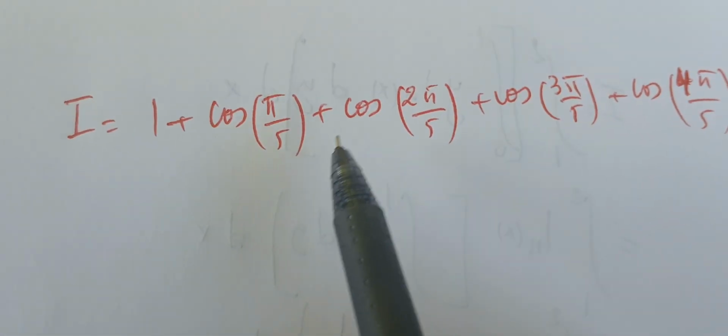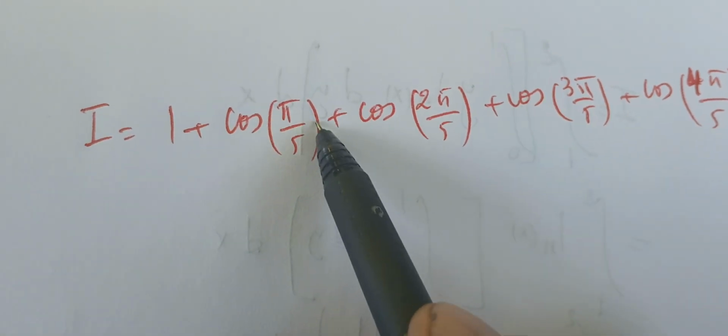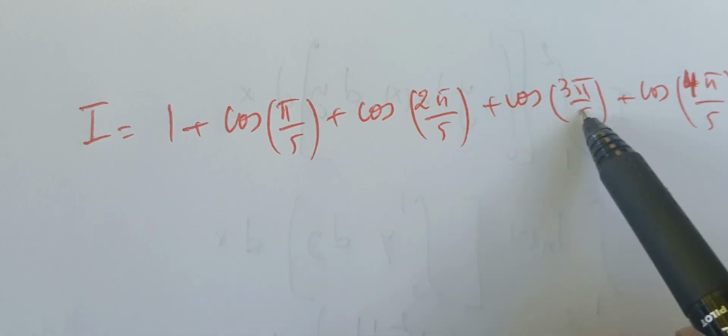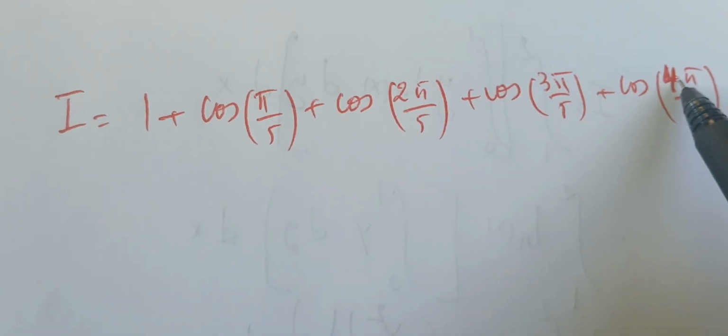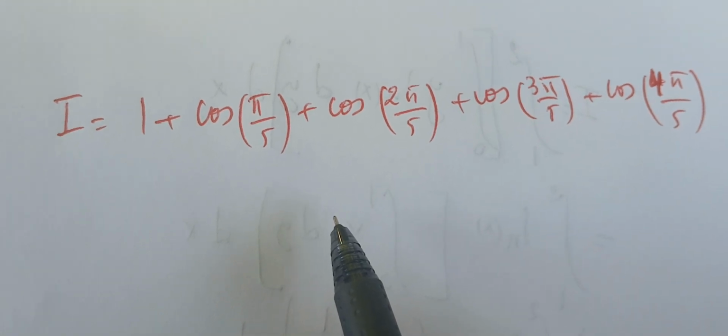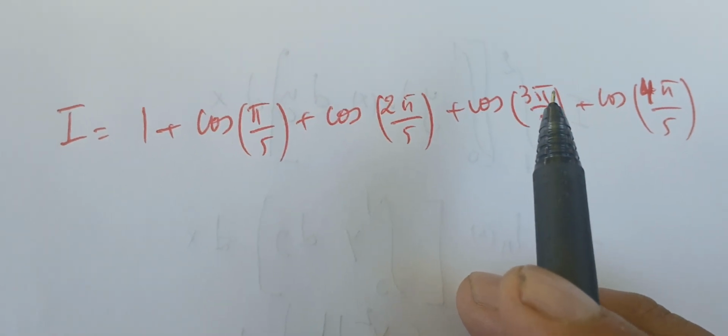In this video, we're going to compute the following sum: 1 plus cosine pi over 5 plus cosine 2 pi over 5 plus cosine 3 pi over 5 plus cosine of 4 pi over 5. We can do this one in many different ways.